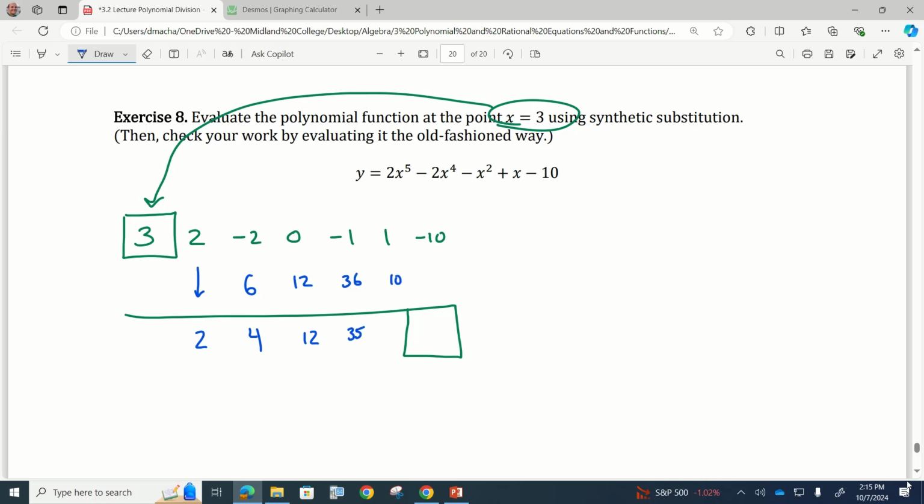35 times 3 is 105. 105 plus 1 is 106. 106 times 3 is 318, and then 318 minus 10 is 308. So this polynomial, if I evaluate at x equals 3, is 308 in value. And again, the big benefit of this method is that I don't have to know what 3 to the 5th power is. I don't have to worry about that.